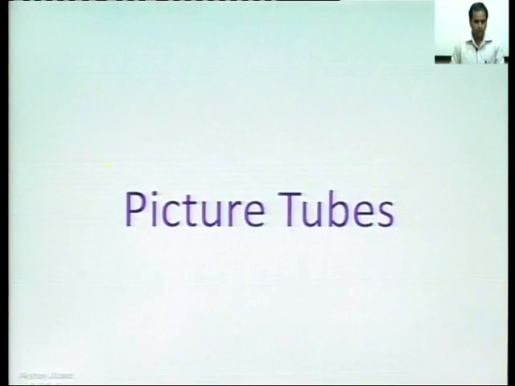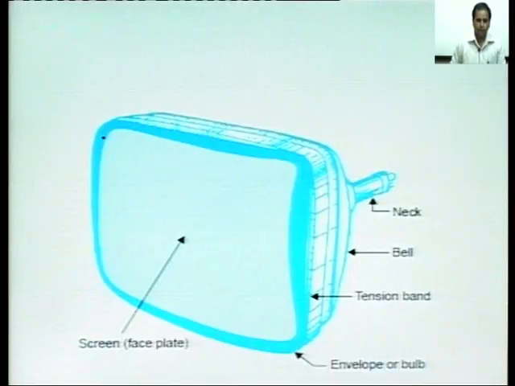So, as I said, picture tubes will be our topic for today. In this visual you can see the picture tube which we normally see in our living room and in our drawing room. This picture tube contains various parts. Let us get familiar with the various parts of the picture tube, how the picture tube looks, and what the various parts are.